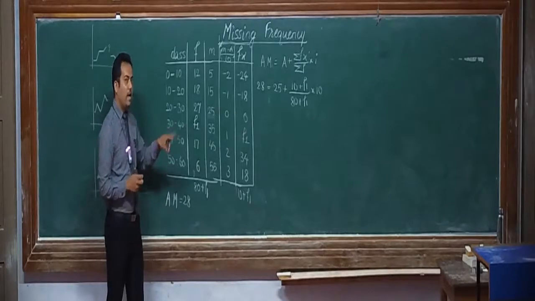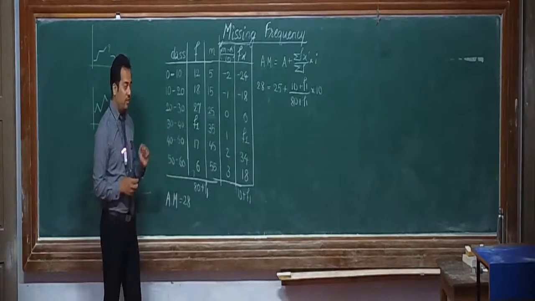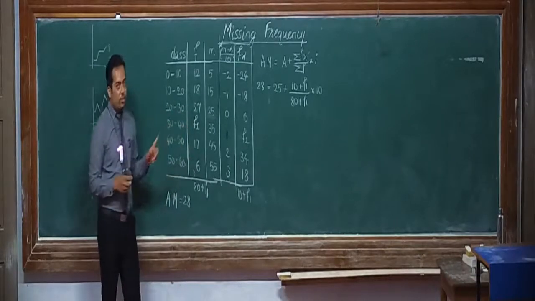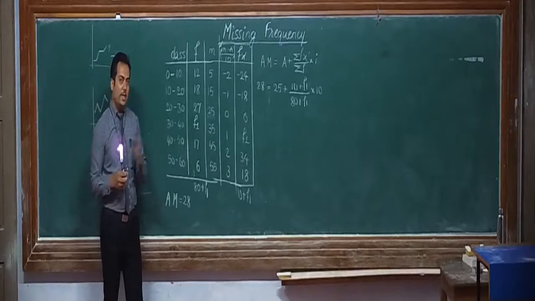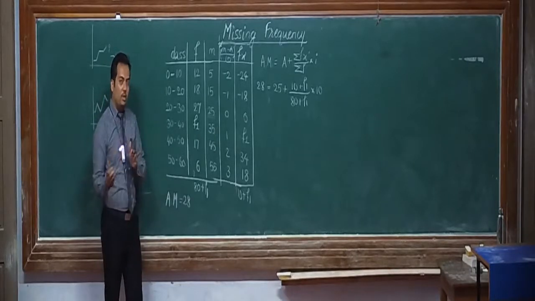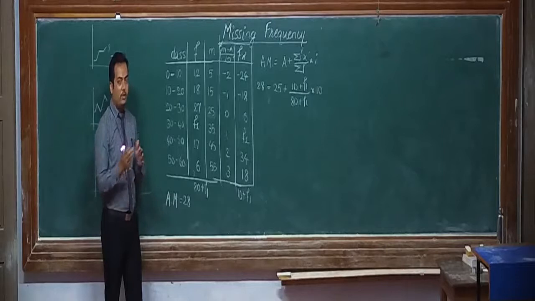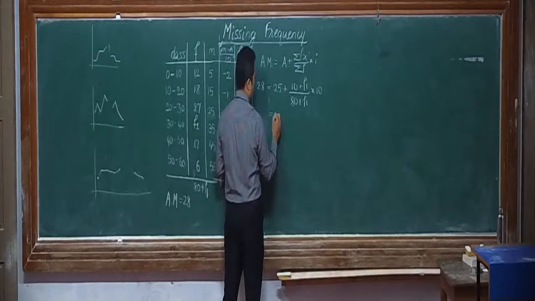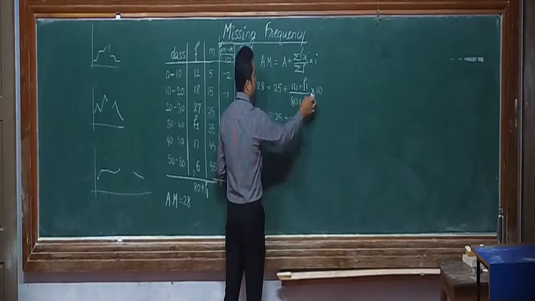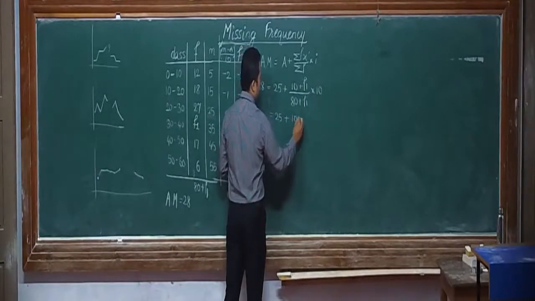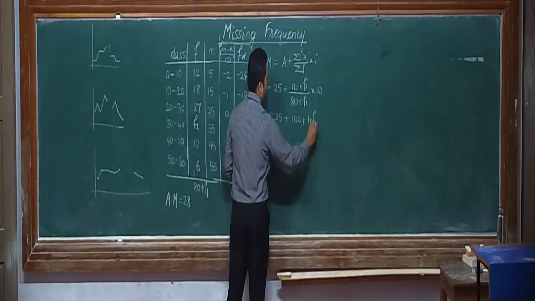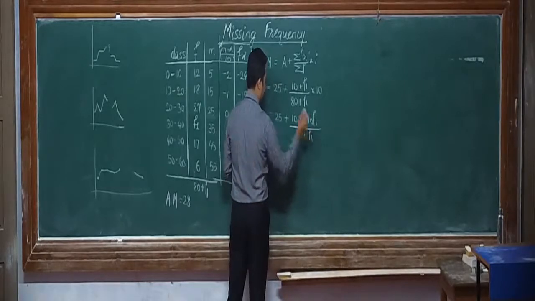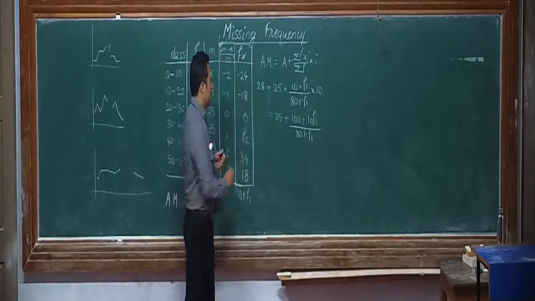Now hereafter we have to solve to get the value of f1. Now look at that: 10 plus f1 divided by 80 plus f1, into 10. Multiplication is possible anyhow, with a fraction and a whole number, with denominator or without denominator, you can multiply. So let me first multiply 10 here. So this gives me 25 as it is, plus 100 plus 10 f1 divided by 80 plus f1. Okay, and this is 28.